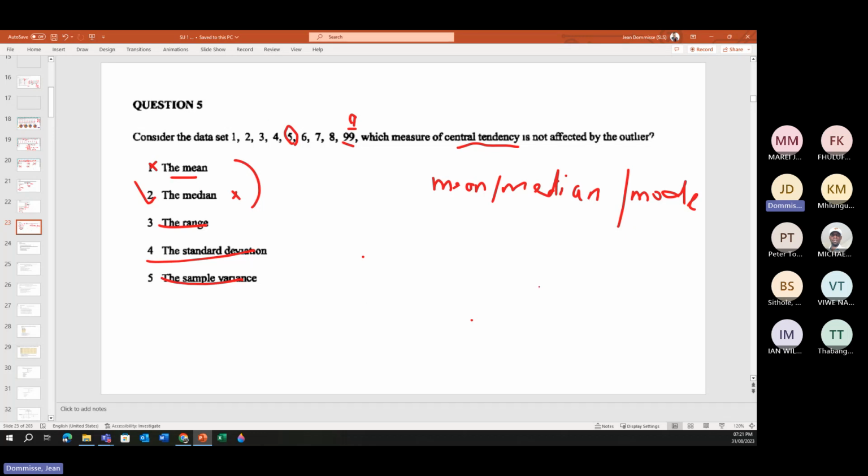Another one that will not be affected is actually the mode. It wasn't one of the list, but the mode will also not be affected, because the mode is about the one that happens the most. And here, every number happened once. So the mode will also not be affected, but they haven't asked it. So when you get a set like that, the outlier actually has an impact on the mean, but not on the median or the mode.